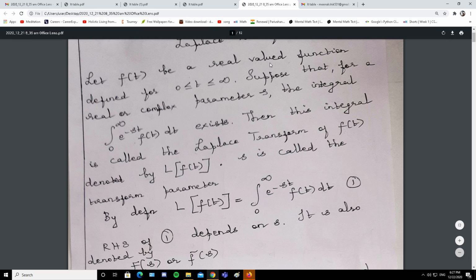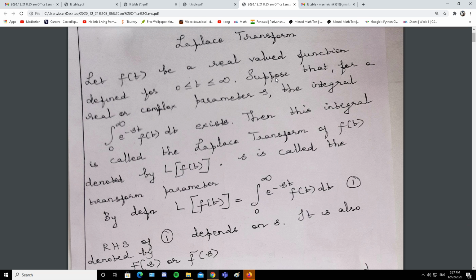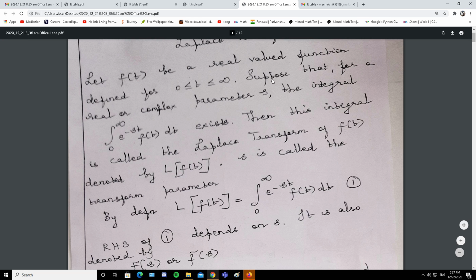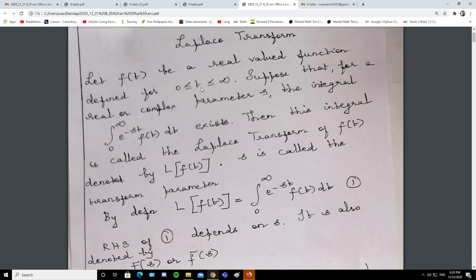So what is a function? It is a relation between two or more things. See, there is a relation between you and myself: I am a faculty, you are the student. So a function is nothing but a relation between two or more things. So f of t is a real valued function. Real valued function means f of t takes only real numbers. Real numbers contain natural numbers, whole numbers, integers, rationals and irrationals. So let f of t be a real valued function defined for t lying between 0 and infinity.